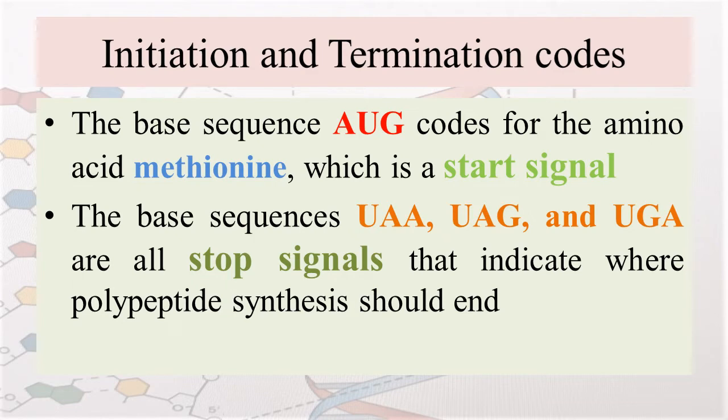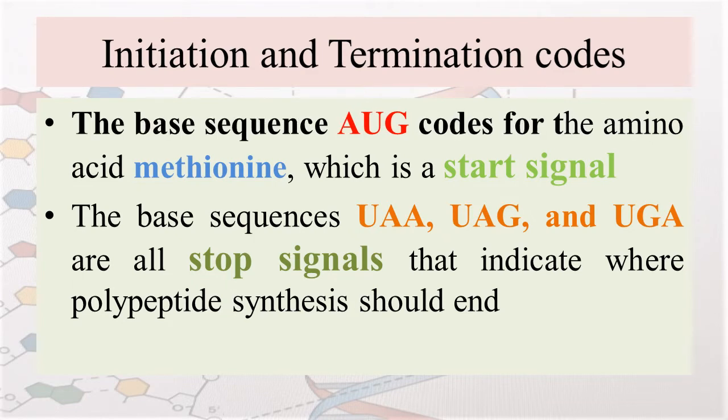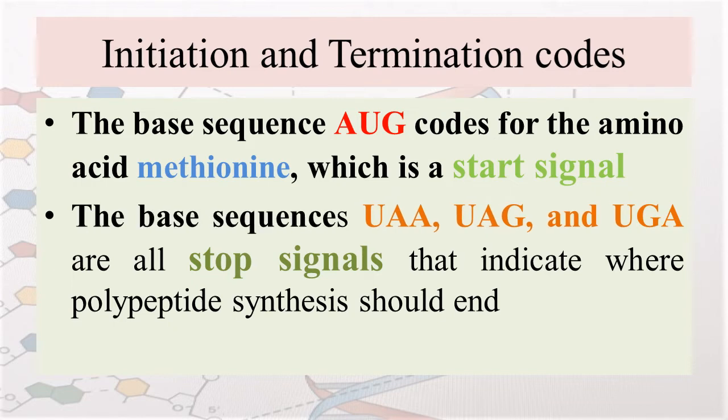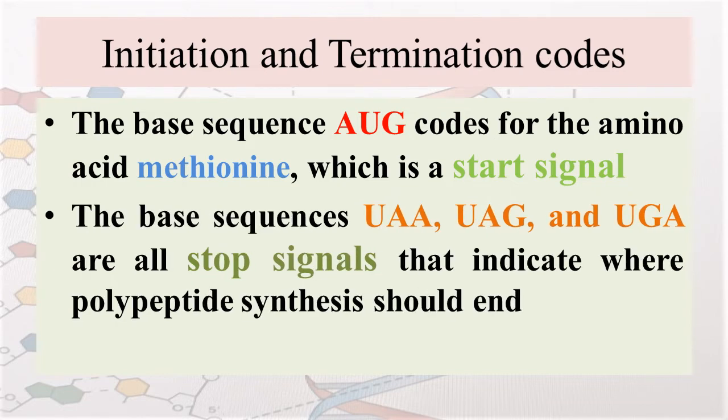There are two important codes, initiation codes and termination codes. The base sequence AUG codes for the amino acid methionine, which is a start signal. The base sequences UAA, UAG and UGA are all stop or termination signals that indicate where polypeptide synthesis should end.